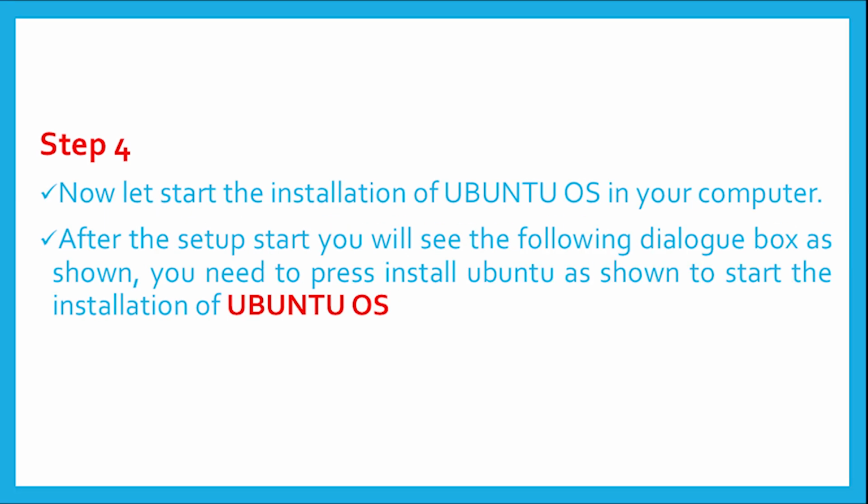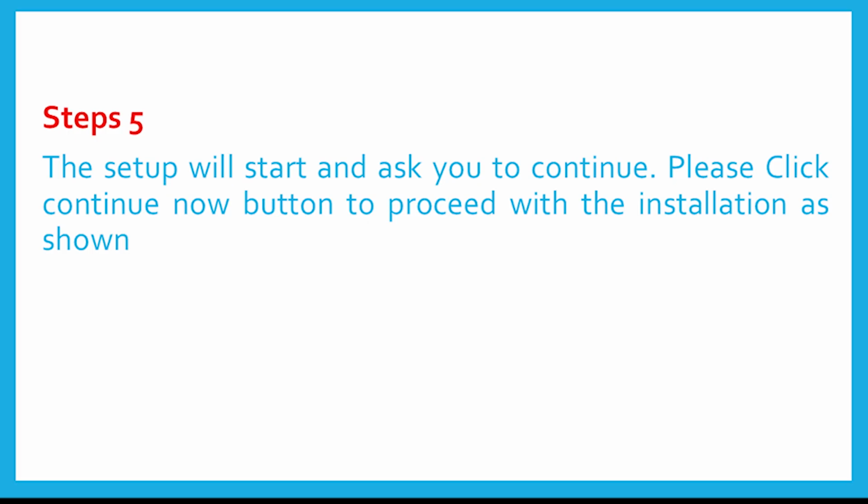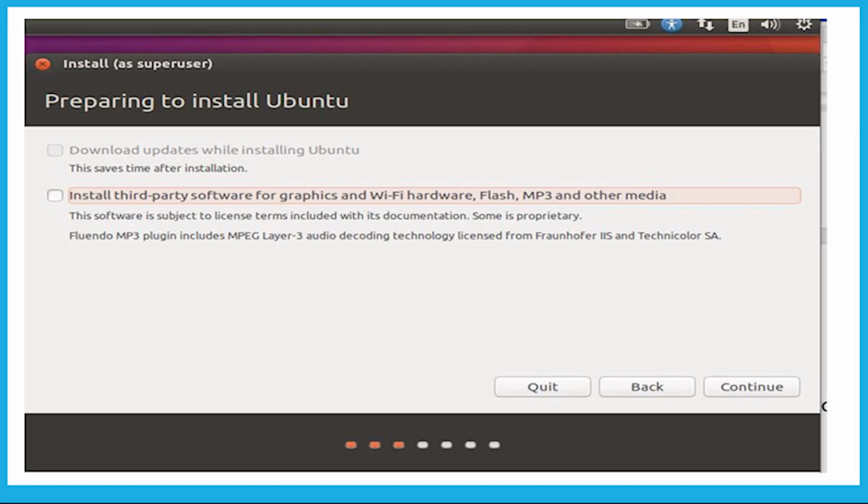Step 4. Now let's start the installation of Ubuntu OS on your computer. After the setup starts, you will see the following dialog box as shown below. You need to press Install Ubuntu as shown below to start the installation of Ubuntu OS. Step 5. The setup will start and ask you to continue. Please click the Continue button to proceed with the installation as shown.